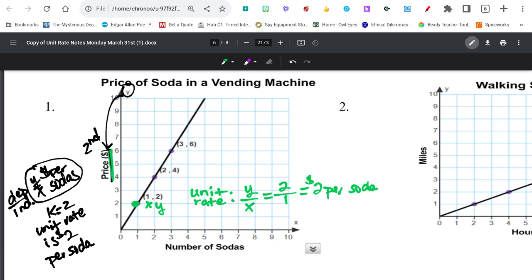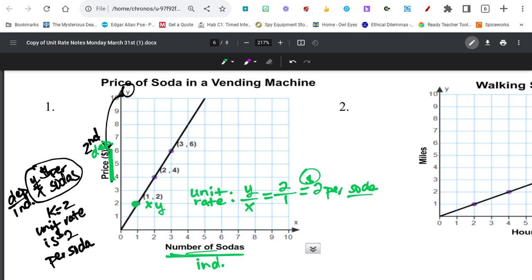And you always look on these axes for your independent and your dependent variables to see what they are. Okay, your units. So you can write dollars per soda, $2 per soda.